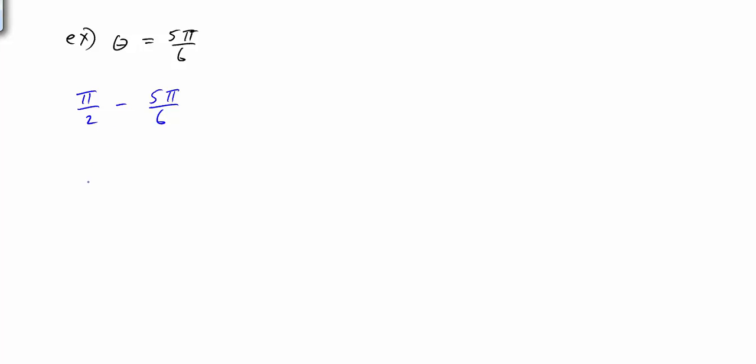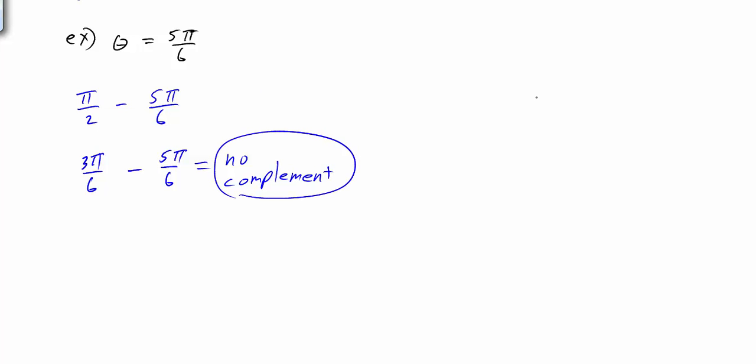If we get a common denominator of 6, then 3 times 2 is 6, so we get 3 pi over 6. And here we have 5 pi over 6. We notice now we can't subtract 3 pi minus 5 pi, because we're going to get a negative value. What that tells us is the 5 pi over 6 is bigger than 1/2. It's bigger than pi over 2, so therefore there is no complement.